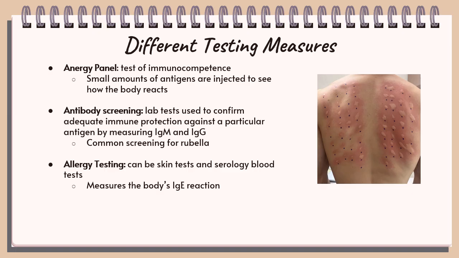And then you have allergy testing, which is the picture shown on the screen. Can be skin tests, can be blood tests, measuring the body's IgE reaction, which we had talked about. Remember, IgE is all about allergies. So typically they do the skin tests like the picture shown, where you're trying to see what they have a reaction to, which this person's had a reaction to almost all of them. Poor guy. But you want to see the body's reaction to that.